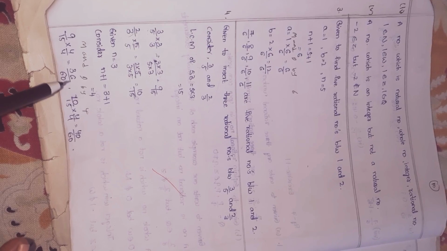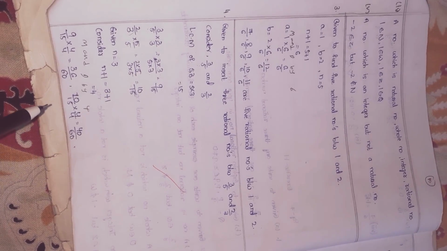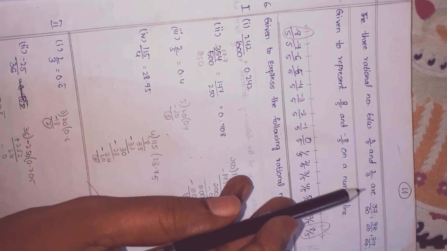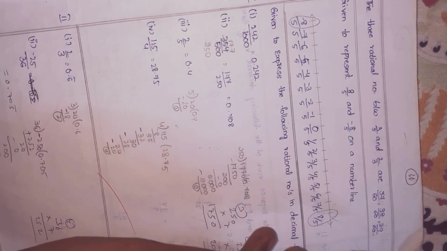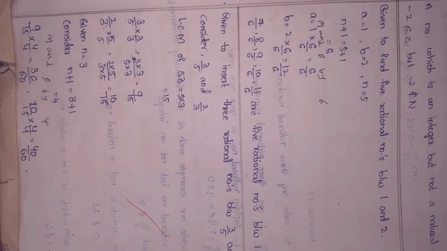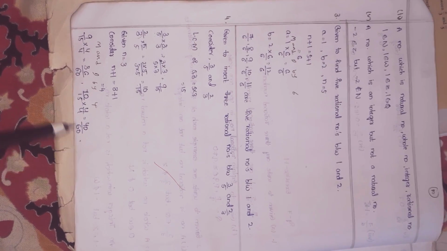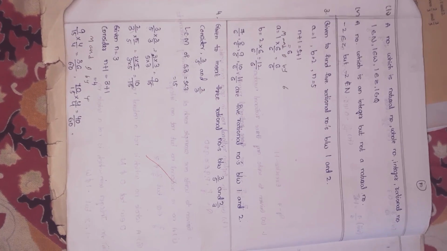So what are the three rational numbers between 36 and 40, children? 37 by 60, 38 by 60, 39 by 60. That is what I have written: the three rational numbers between the given fractions are 37 by 60, 38 by 60, 39 by 60 using this condition. Is it clear, children? You should do it in the simplest form. If you use the mean method, it will become very complicated. Is it clear, children?